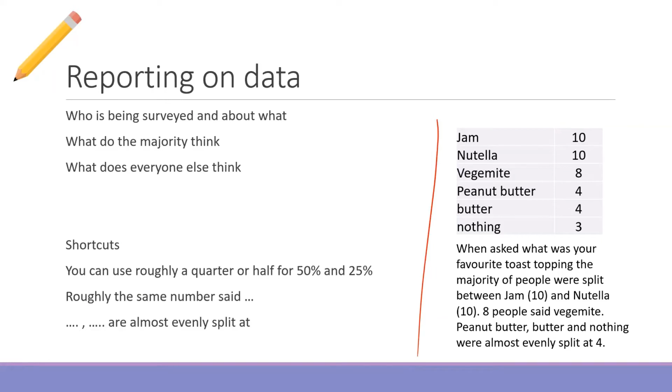Are we surveying adults about what type of car they drive? Are we talking to women about what type of alcohol they prefer? Are we talking to men about what type of cheeseburger they like, whatever. That's what we want to know. A good way to start is usually, what does the majority think? That's where you would start. What do the most people think, and then what does everyone else think?